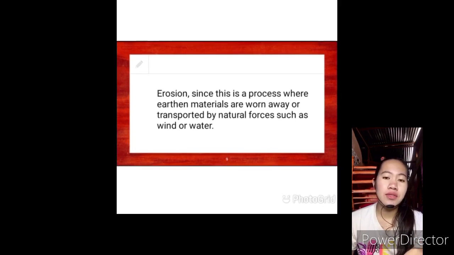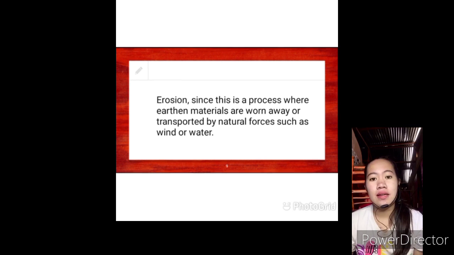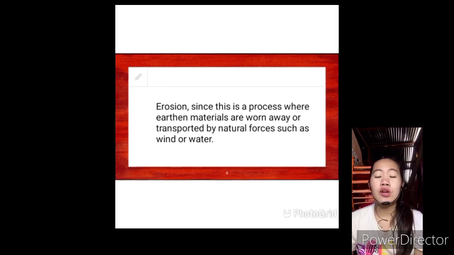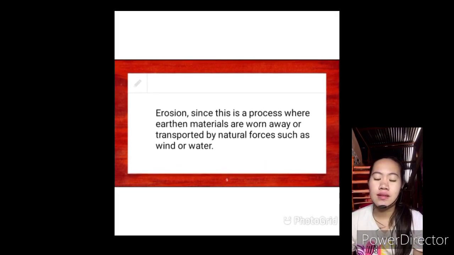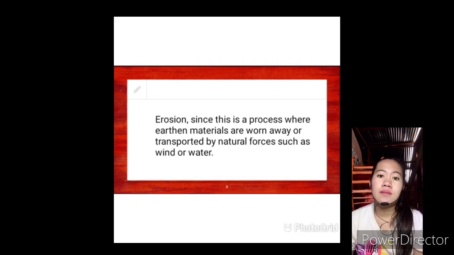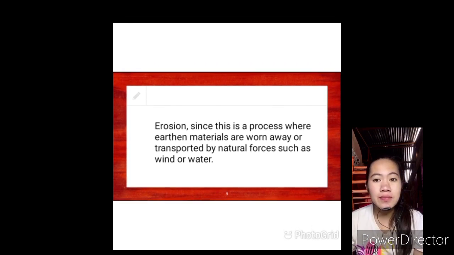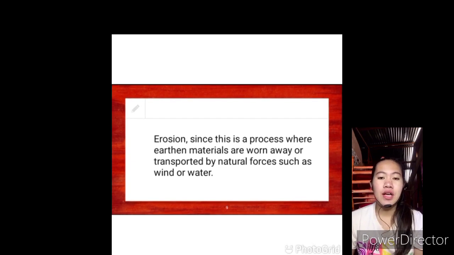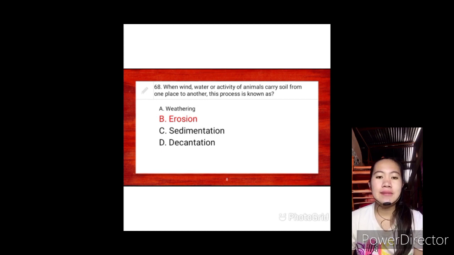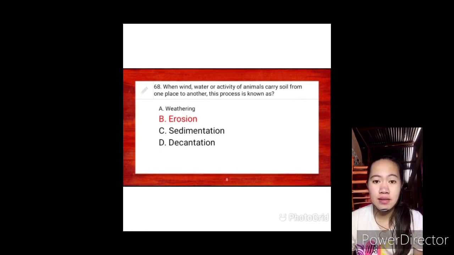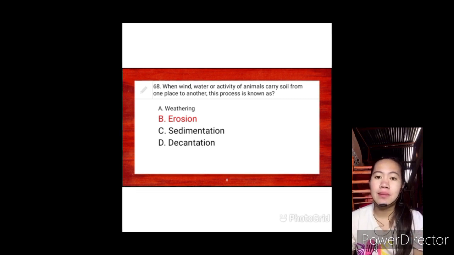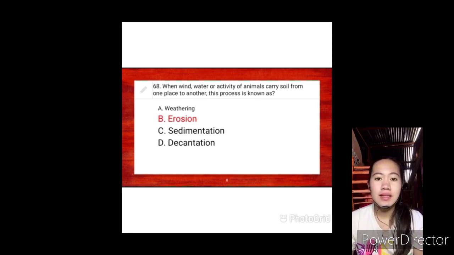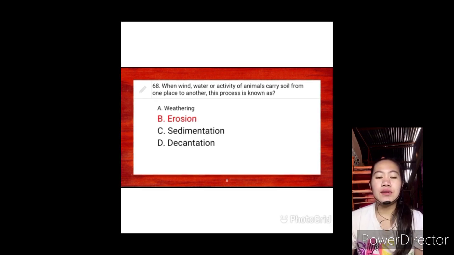Because when we say erosion, this is when earthen materials are carried away or worn away or transferred away by natural forces like wind, water, activities of animals. So letter B is the answer. Why is weathering wrong? It is because they have the same process. It breaks down or dissolves a material, but there is no movement involved in the process.